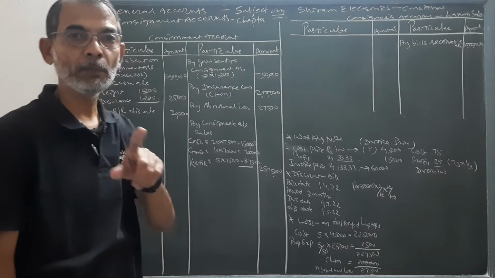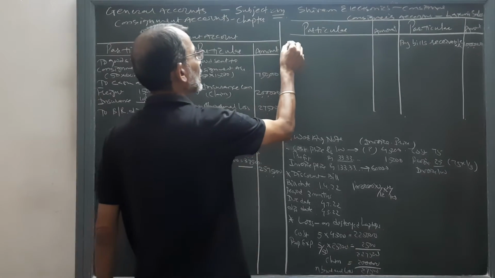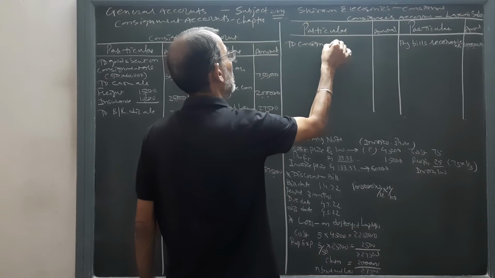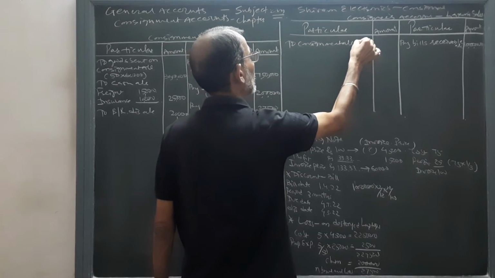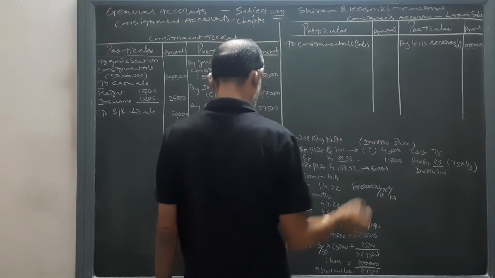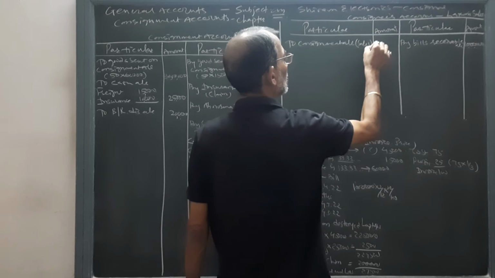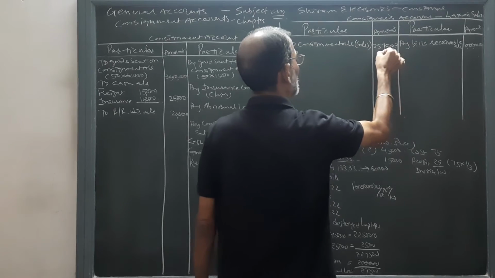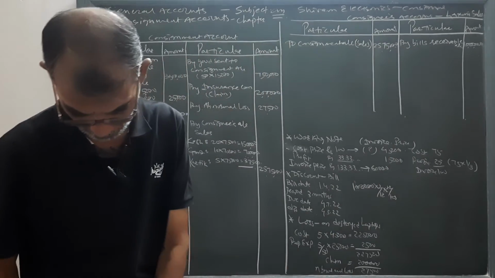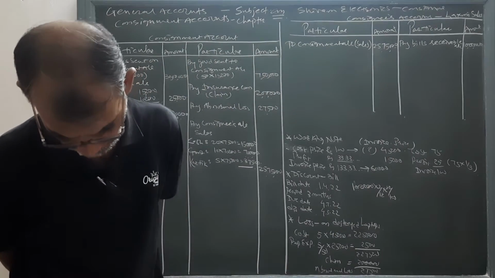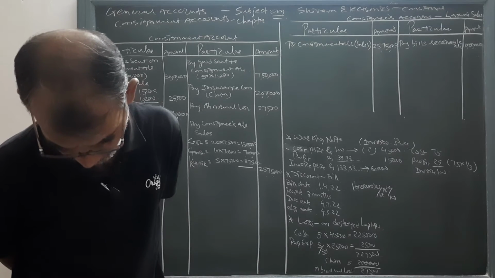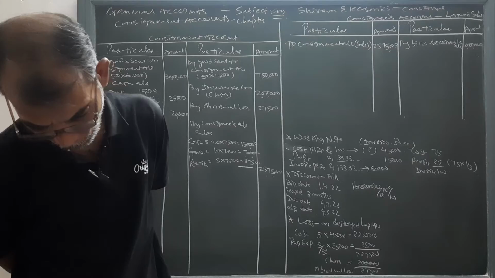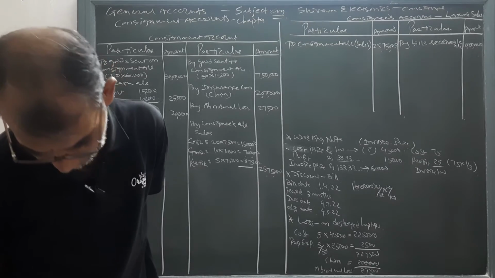Which will be written on the debit side of the consignee's account. Consignment account, sales 25 lakh 75,000. Consignee spent 15,000 for octroi and 20,000 for selling expense.